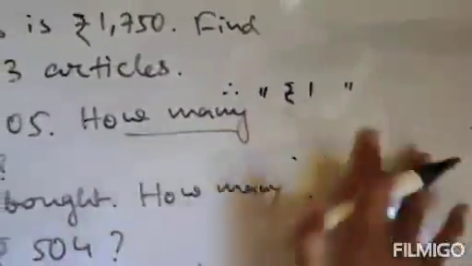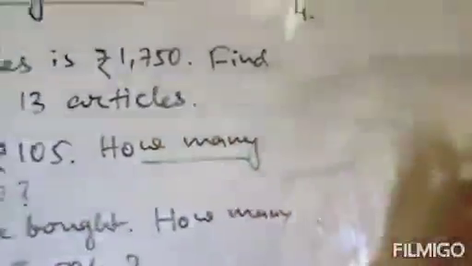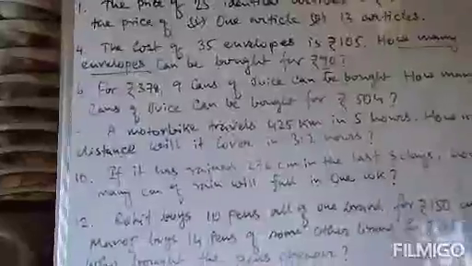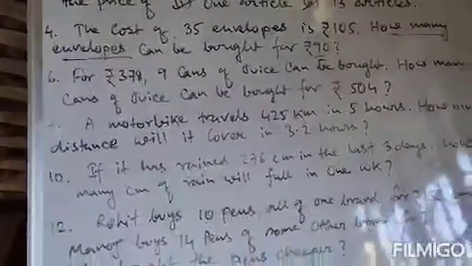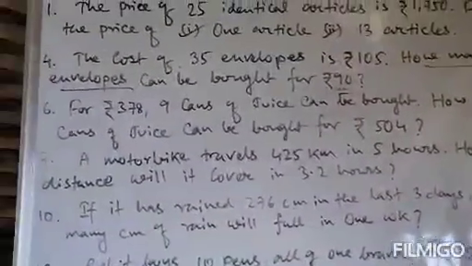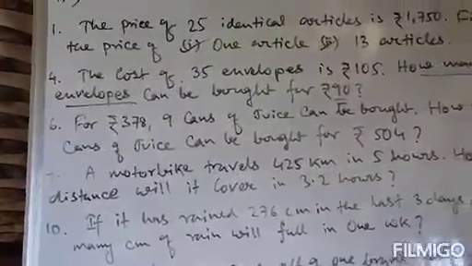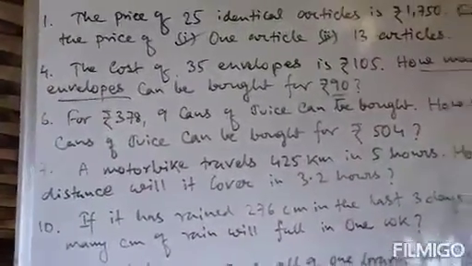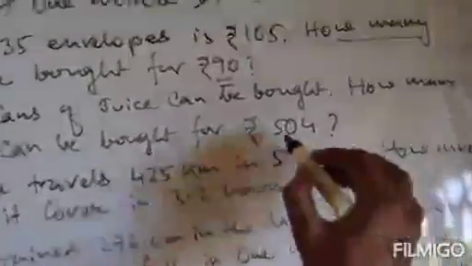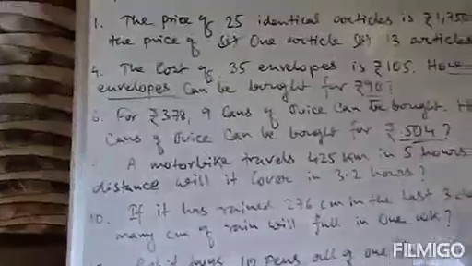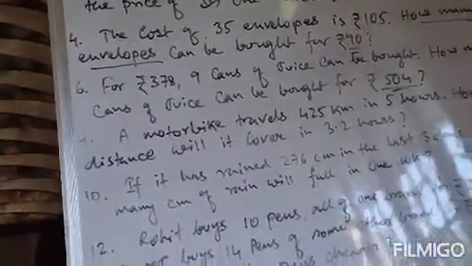Next, question number 6. Question number 6 is, for rupees 378, 9 cans of juice can be bought. How many cans of juice can be bought for rupees 504? So you have rupees 378, and with rupees 378 you can buy 9 cans of juice. Now you have rupees 504, so how many cans of juice can you buy? That is the question.